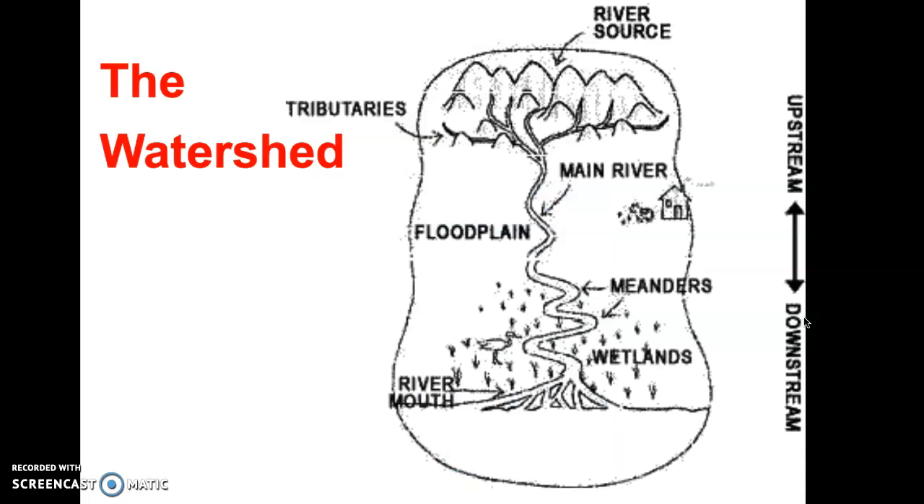This lecture is just a brief overview. We're going to go into most of these things a little bit more in depth. But this is what we call a watershed. It's also called a river basin. If you've been in the classroom with me, we have a beautiful map of the North Carolina river basins. There's about 17 of them.